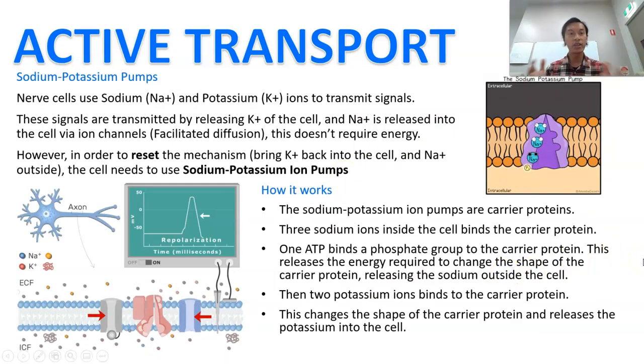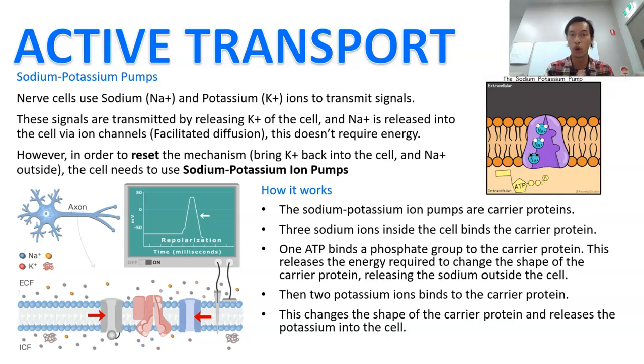All right. Another example of active transport occurs in your sodium-potassium pumps, right? Now, sodium-potassium pumps are super important. Why? Because your nerve cells use these to transmit signals, right? Literally, for you to think, for you to contract your muscles, for you to move, for you to function and send a signal to your organs to digest your food in your stomach, for example, you need your nerve cells to do this particular function, okay?